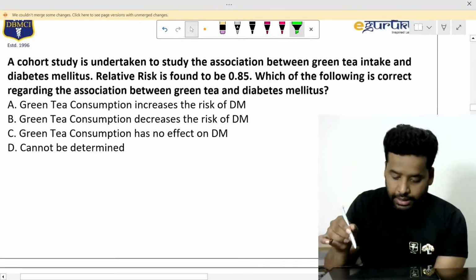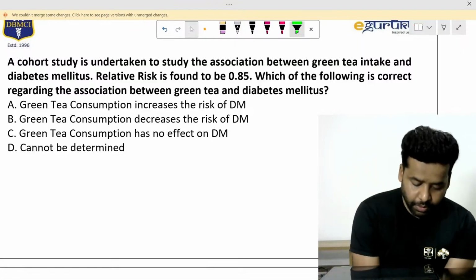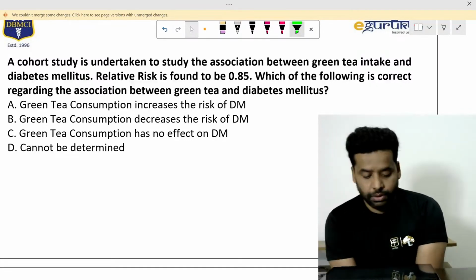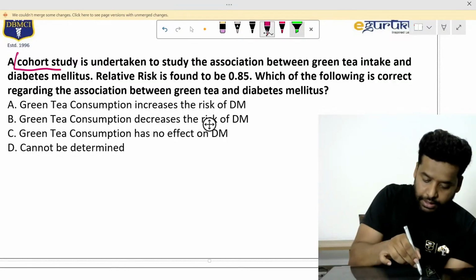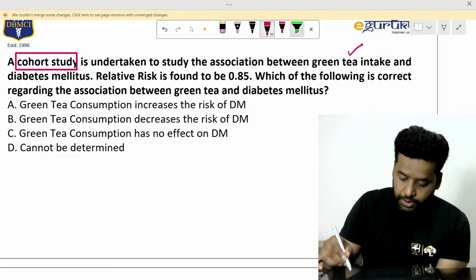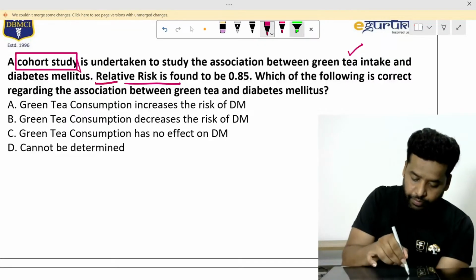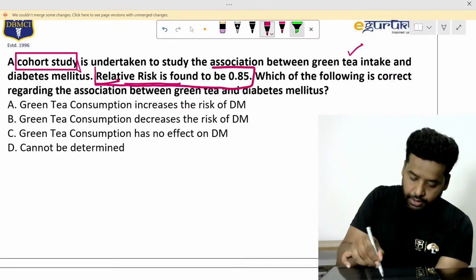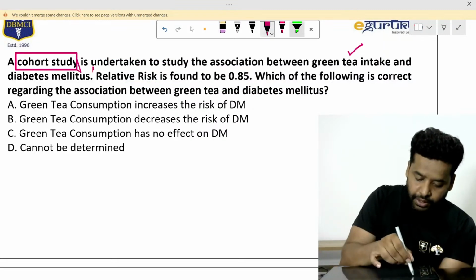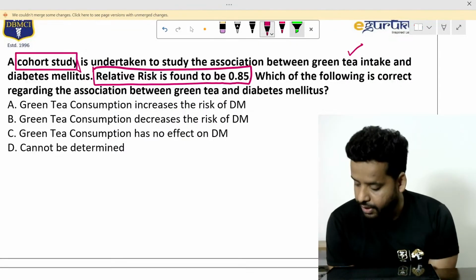Now listen, green tea and diabetes mellitus, exposure and outcome. A cohort study was undertaken to study the risk. So the green tea was the exposure, diabetes was the outcome. The risk ratio is 0.85. They are just giving the point estimate for you. Confidence estimate is not mentioned in the question, so the question becomes very easy. They are not commenting on the significance also. Just a point estimate is given.